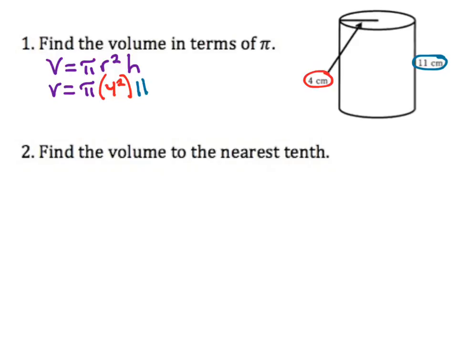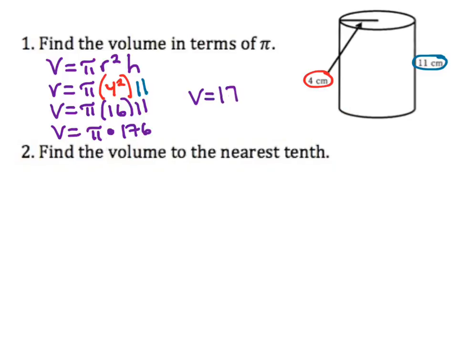And now we just need to do the math on that. Volume equals pi times 4 squared, which is 16, times 11. Then we multiply out 16 times 11. Volume equals pi times 176. But there are two things wrong with this answer. We're not done, for two reasons. One, we never write pi times something. We always write some amount times pi. And second, we don't have our units. So we're going to reverse these, and we'll have volume equals 176 pi centimeters cubed. And there's our complete answer.